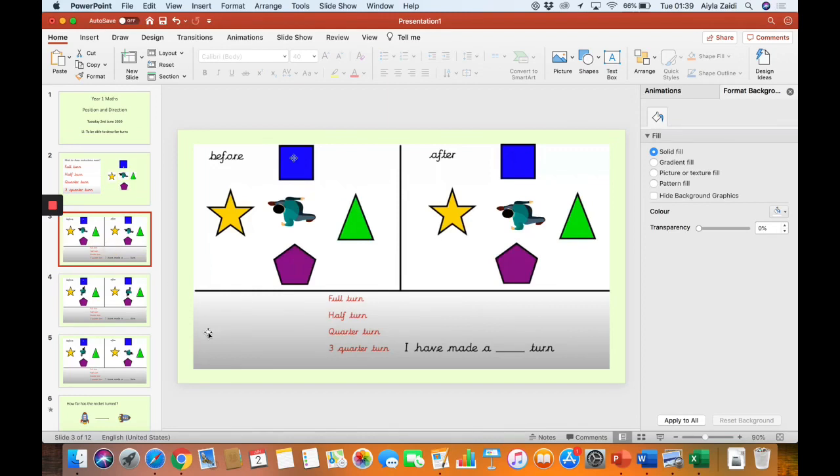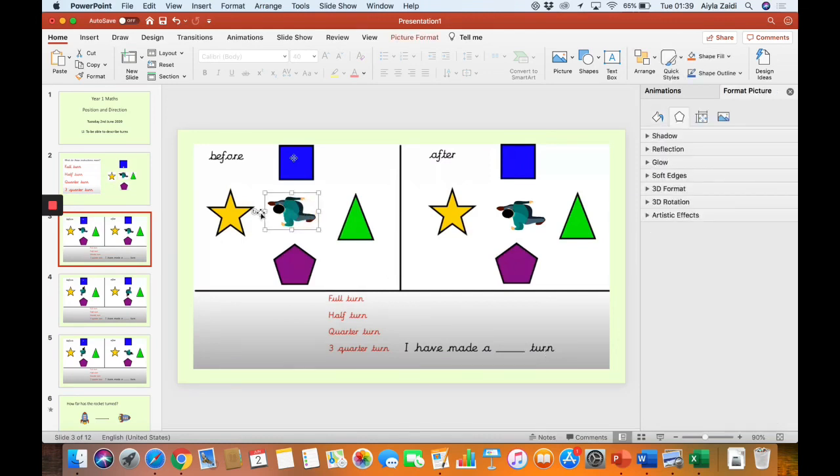Okay, let's have a look now at this slide. Before, the man is looking at the yellow star. But after, he is still looking at the yellow star. What word would you use from here to complete this sentence? So pause the video and do that now. Okay, well done. I have made a full turn. So he started off here and he's turned all the way around until he's back facing the exact same way.